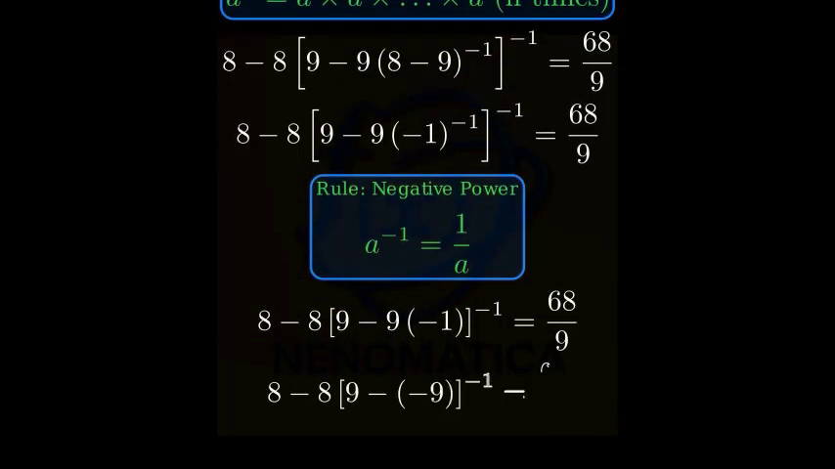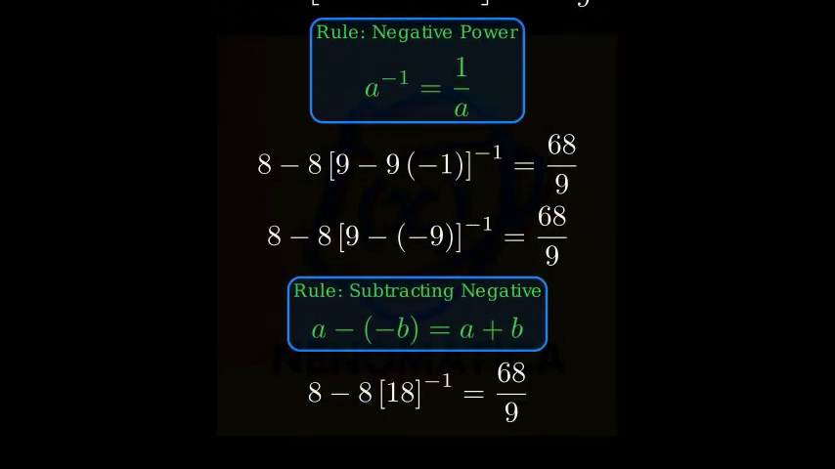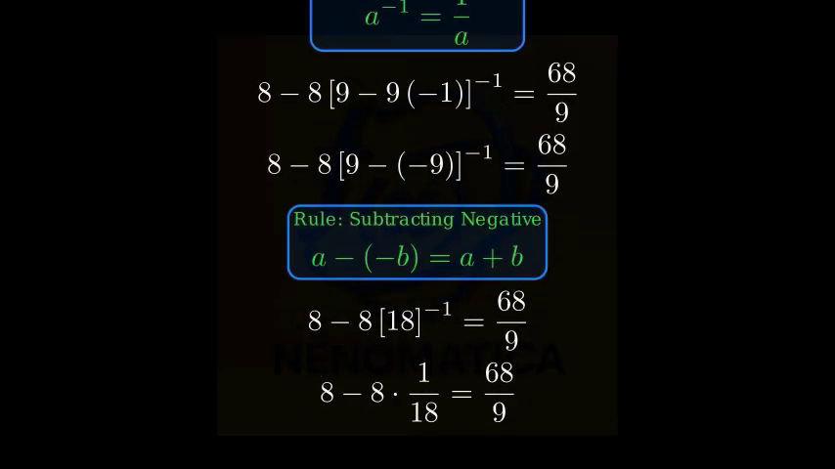Now, let's multiply 9 by negative 1. This gives us negative 9. Next, we calculate 9 minus negative 9. Subtracting a negative number is the same as adding its positive value. So we get 9 plus 9, which equals 18. Now, we apply the negative power rule again. 18 to the power of negative 1 equals 1 over 18.